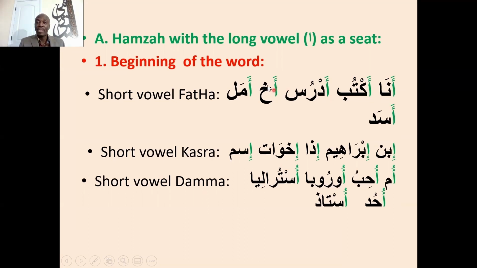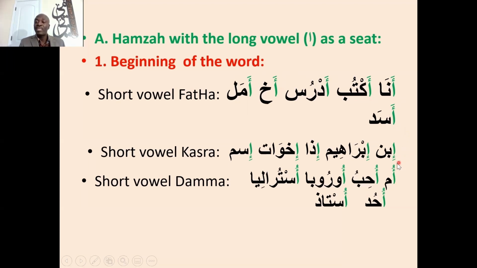Akh is brother. Also we seat the hamza and then we put the fatha. Amal is hope, and also it's a female name. We put the hamza and then we put the fatha on top of the hamza. Asad is lion, the African lion. So we put the hamza and then we put the fatha on top of the hamza. So this is when the hamza has the fatha.